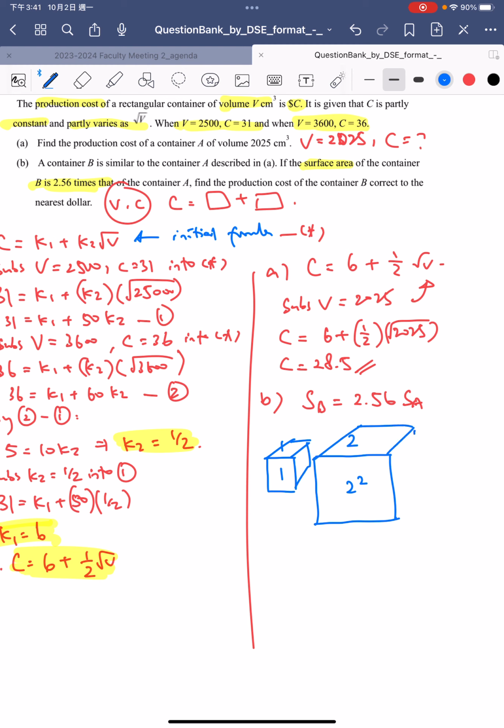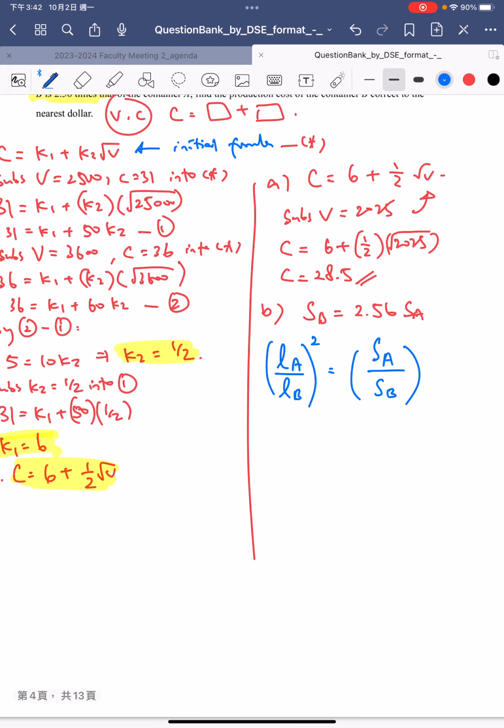So the volume is going to become 1 to 8, because 2 to the power of 3, isn't it? So we can say that the ratio between the length of A and the length of B, squared, is actually equal to the ratio of the surface area of A to the surface area of B.